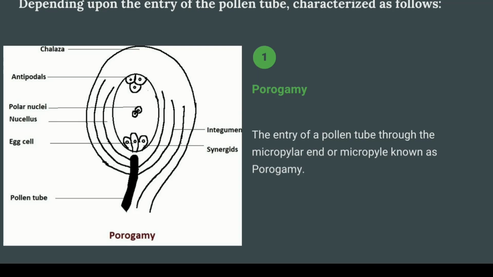One is porogamy, in which the pollen tube enters through the micropylar end, which is downwards. That is known as porogamy, meaning instead of entering from the top, it enters through the micropylar end, or the micropyle, as shown in the figure. The dark colored pollen tube is entering through the micropylar end. This is porogamy. The internal process will be the same, no change, the only difference is the entry of the pollen tube.